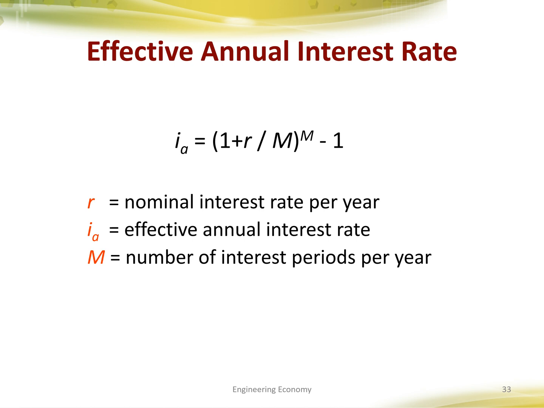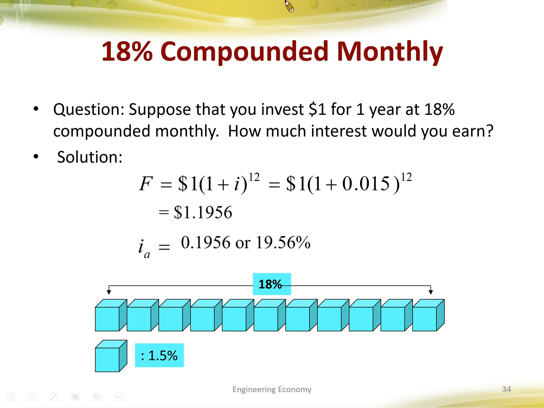Okay, it was quite straightforward, and you can probably also guess that as the number of interest periods increased and the power increased, chances are the effective annual interest rate will grow. As the number of interest periods increases, the value of the effective annual interest rate will grow accordingly. Let's look at an example.